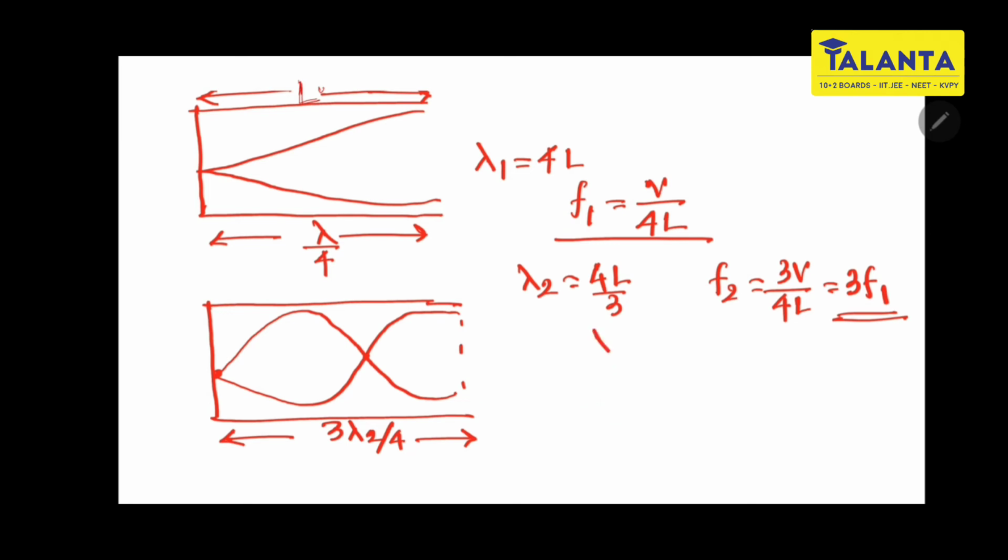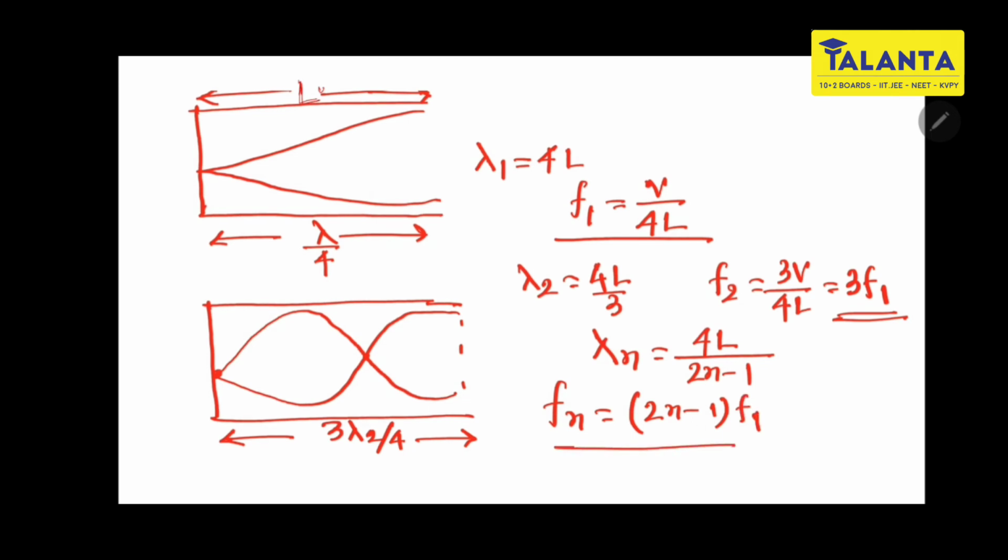For nth mode, lambda n equals 4L by (2n minus 1) and frequency Fn equals (2n minus 1) into F1, where F1 is the fundamental frequency of the closed organ pipe, and here n equals 1, 2, 3, etc. Now, next move to open organ pipe. A pipe open at both the ends is called an open organ pipe. Here is the open organ pipe.